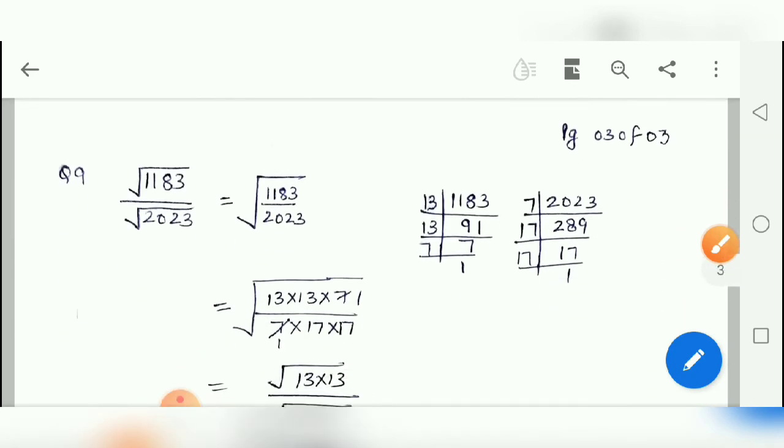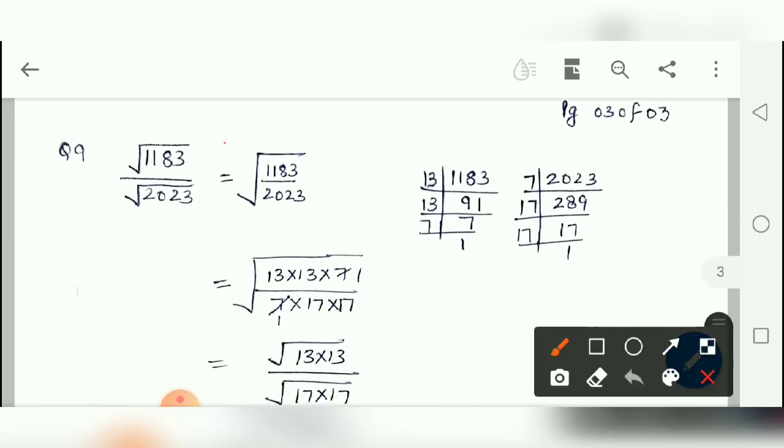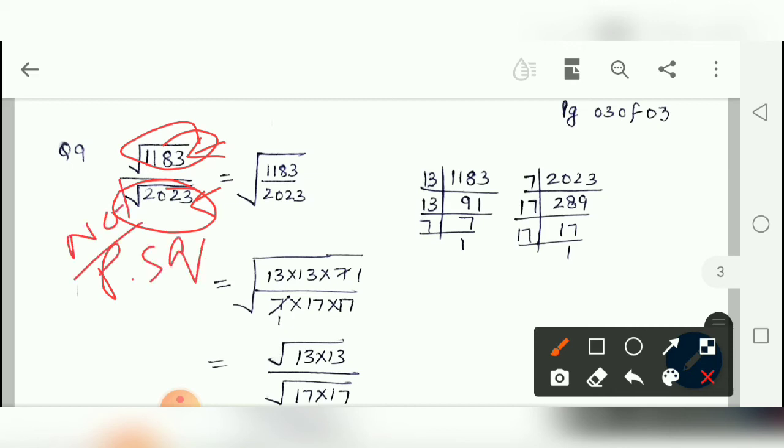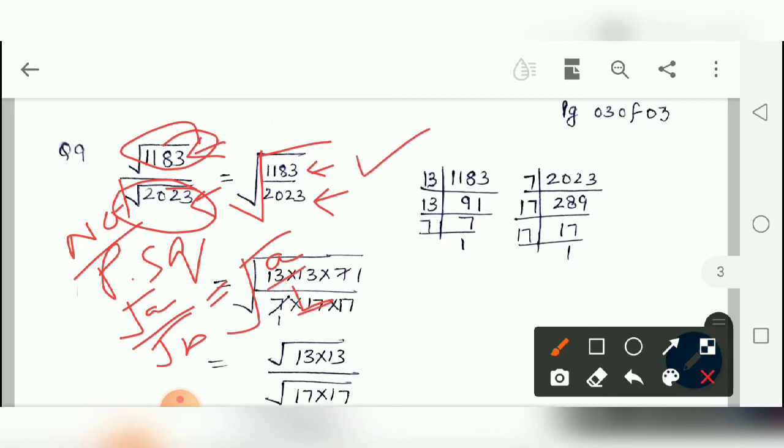Now let's do the next question. Here also the under root of 1183 upon under root of 2023 is given. Both numbers are not perfect squares, but in this type of question what we have to do, again, there will be a common under root sign, numerator upon denominator, by using that property of under root a upon under root b is whole under root a by b. By that we have done this.